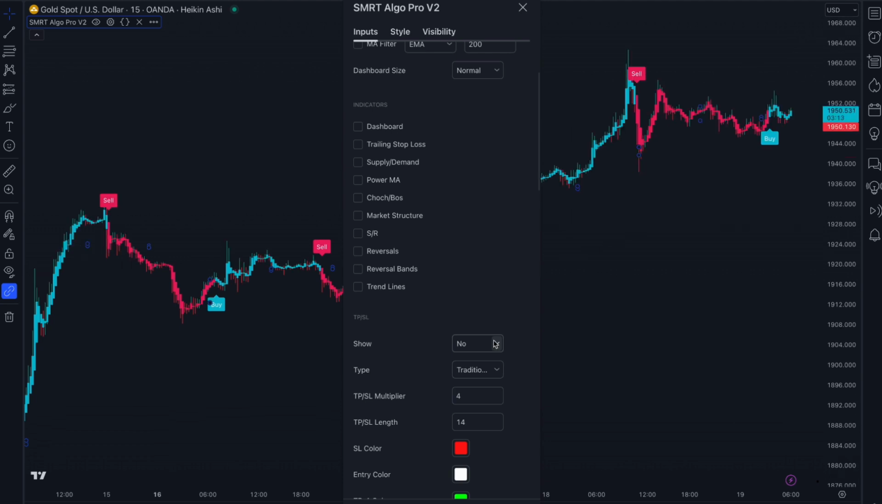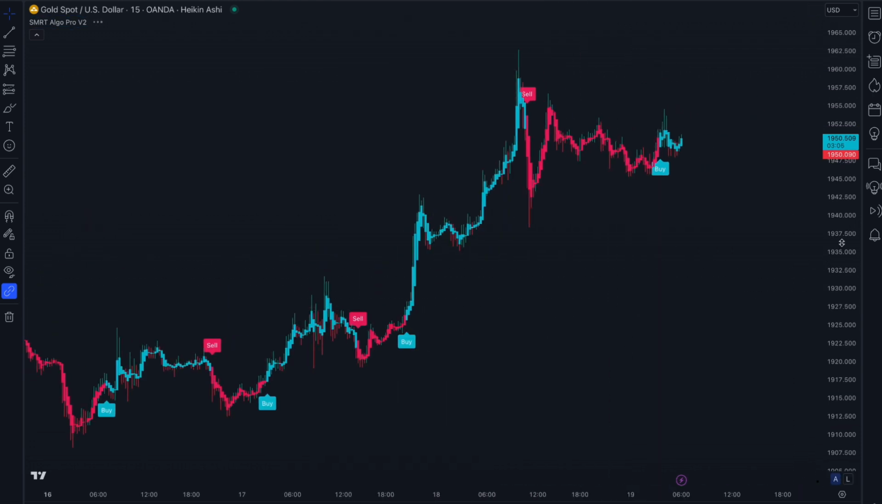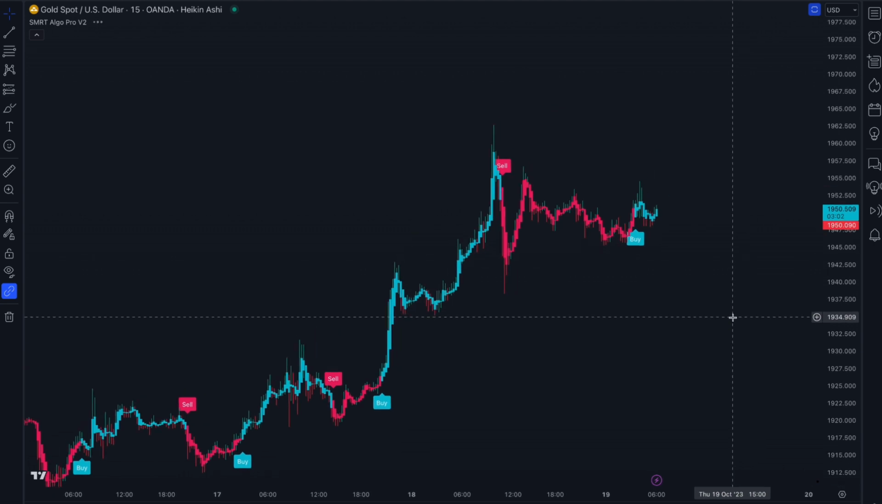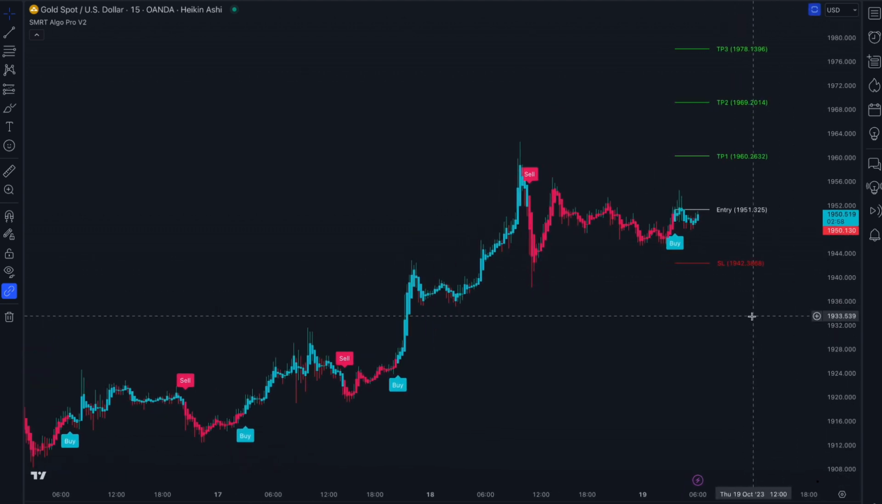You can also set take profit and stop loss by turning the show to on. And for our traditional method, you can see that it shows the stop loss, take profit 1, 2, and 3 on the screen. So with the traditional method, it shows the stop loss lines as well as TP1, 2, and 3 on the screen.